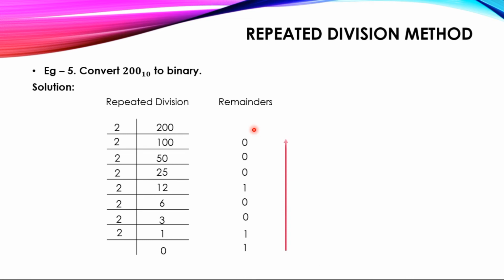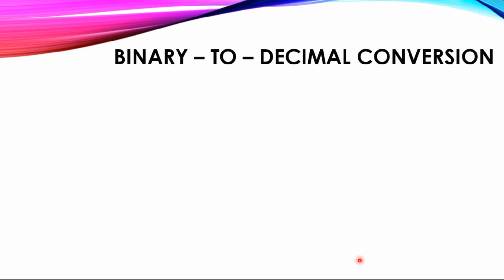So you are going to write in this order, that is from most significant bit to least significant bit. And lastly your 200 to the base 10 is nothing but 11001000 to the base 2. So this is the binary representation of decimal number 200. Next is binary to decimal.